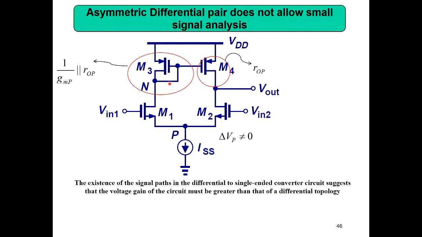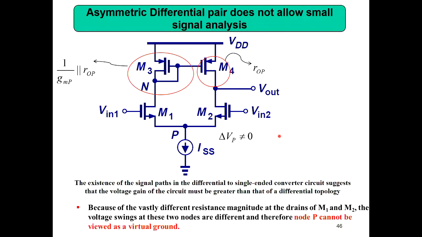The existence of signal paths in the differential to single-ended converter circuit suggests that the voltage gain of the circuit must be greater than that of a differential topology. It means you solved one issue, but the analysis now becomes complex. Because of the vastly different resistance magnitude at the drain of M1 and M2, the voltage swings at these nodes are different, and therefore node P cannot be viewed as a virtual ground, because if you have asymmetry, this point will not be virtual ground.